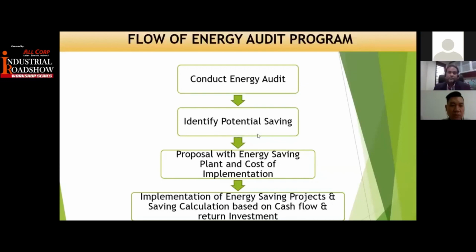So identify the potential savings, then propose the energy saving measures and plan the costs of implementation, and implement the energy saving projects, right? Based on that, you will know your cash flow and your return on investment. Then you use M&V to monitor the savings and maintain the system.